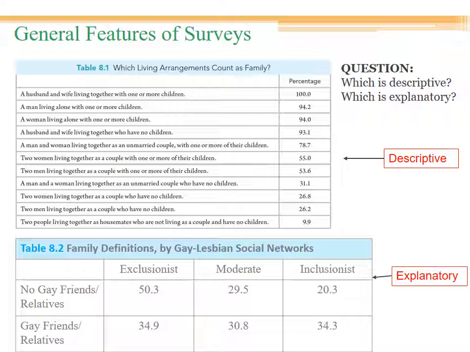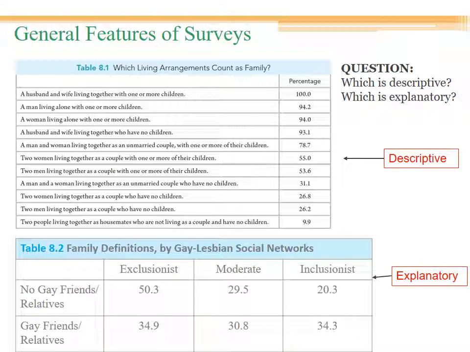Table 8.2 on the bottom, on the other hand, proposes a potential reason why, or a causal relationship. Individuals who did not have any gay friends or relatives were more likely to conform to exclusionist definitions of the family, meaning only heterosexual and/or legal marriages counted as a family. Also, Table 8.2 presents 2 variables: family definition at the top, exclusionist, moderate, or inclusionist, and whether or not the respondent had gay friends or relatives in the first column to the left.